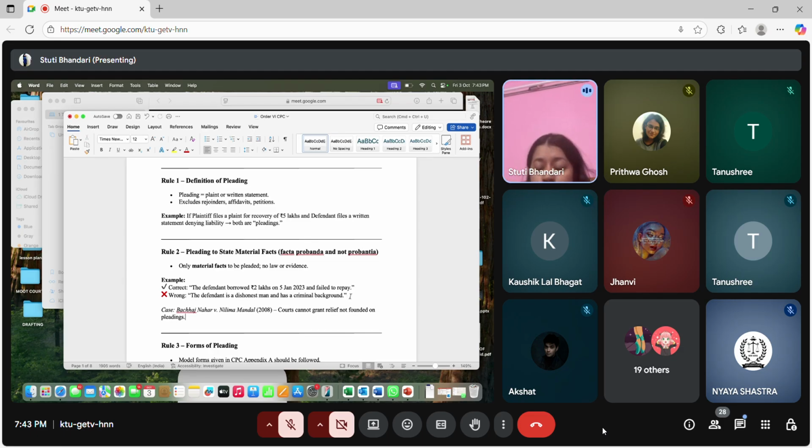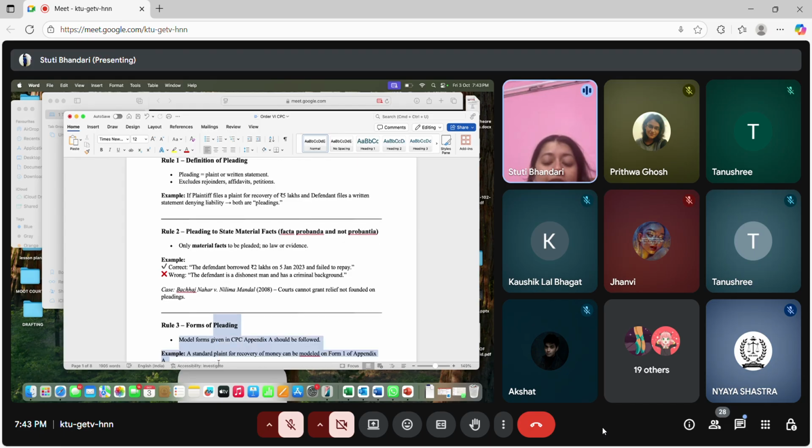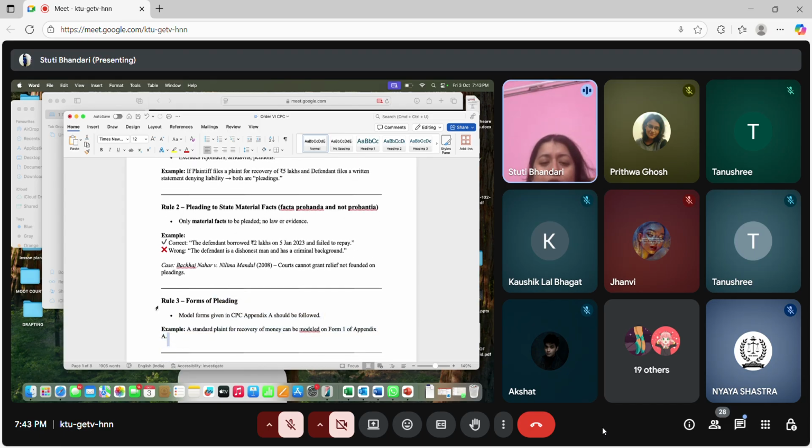Now coming to form of pleading. Now if you have CPC with you in your home, or if you download it, once you see the end of the CPC, the last part, like your constitution, there are schedules. Now here also there are appendix. So the appendix A of CPC has a lot of forms. Those forms are basically brief guidelines about various things. So form 1 talks about recovery of money.